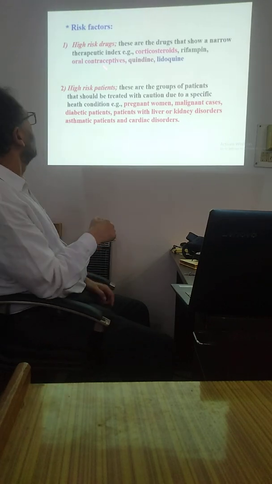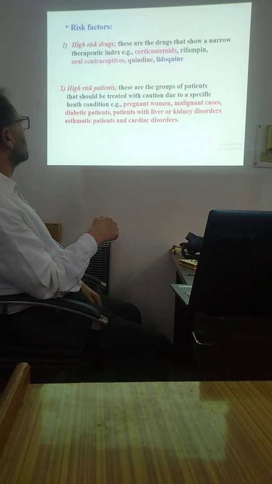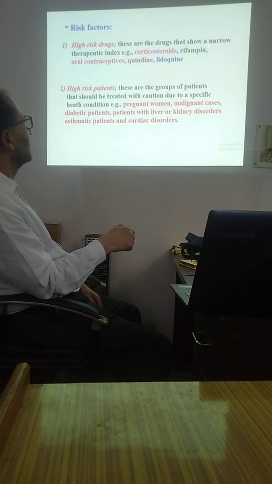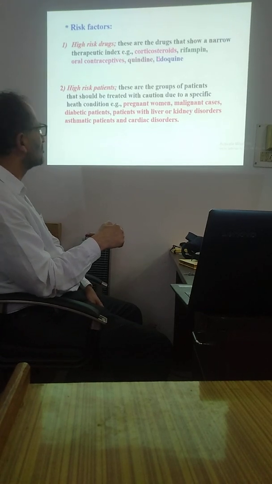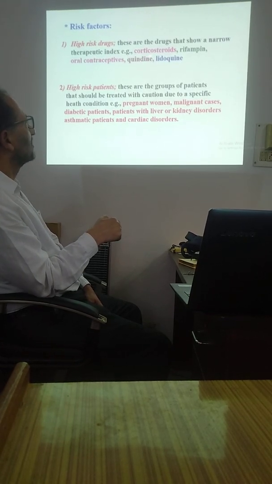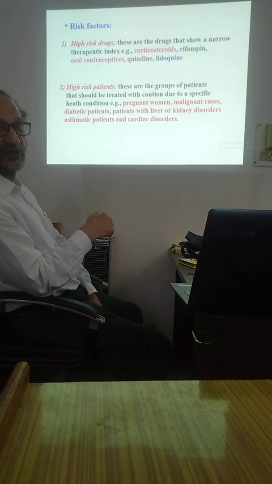Now we have the risk factors. High risk drugs. There are drugs which are very risky. These are the drugs that show a narrow therapeutic index, that is corticosteroids, rifampicin, oral contraceptives, quinidine, and lidocaine. These drugs you have to take into consideration while prescribing. So these are the high-risk drugs.